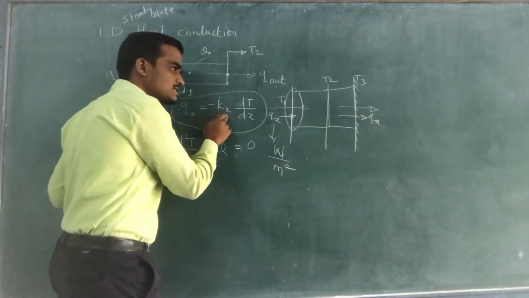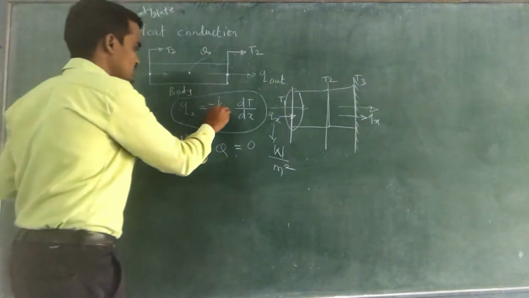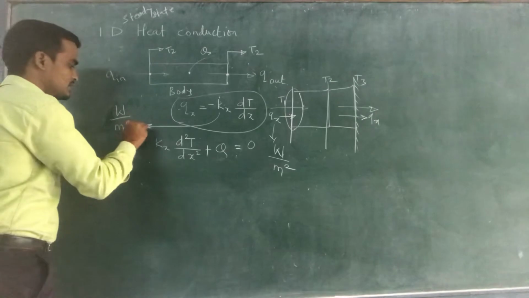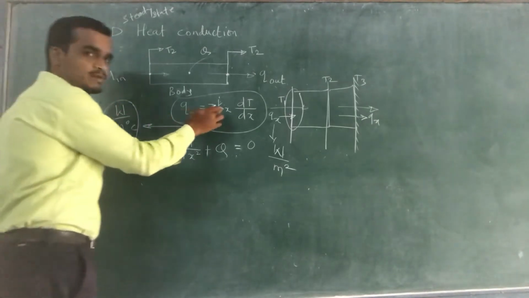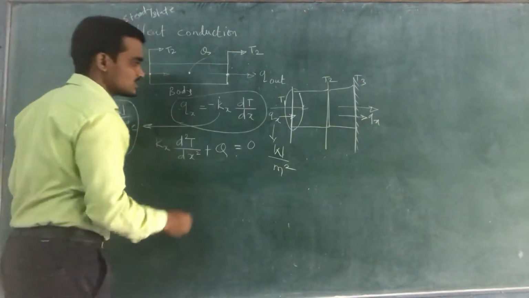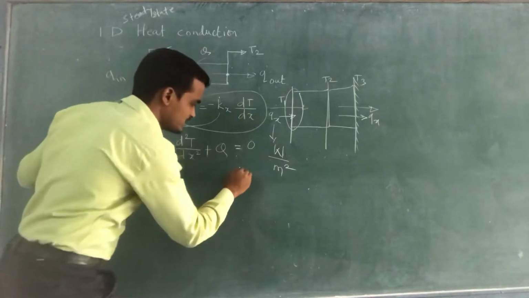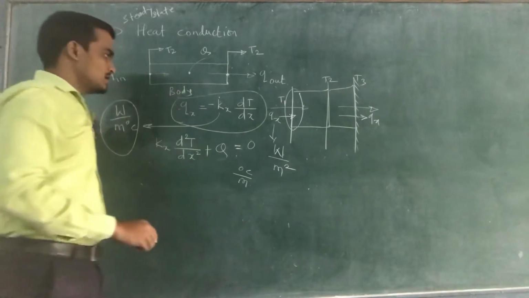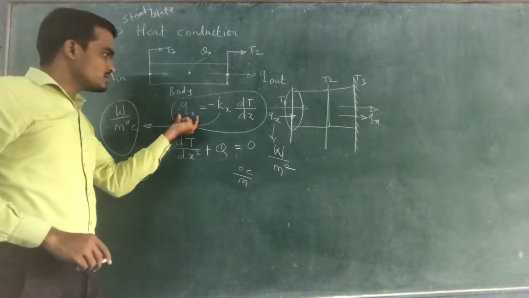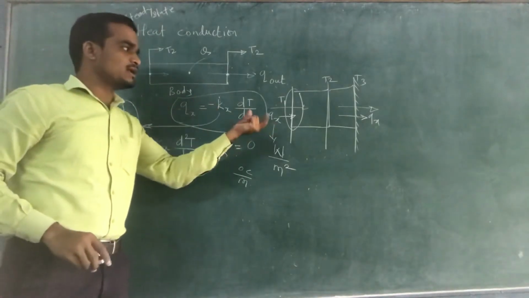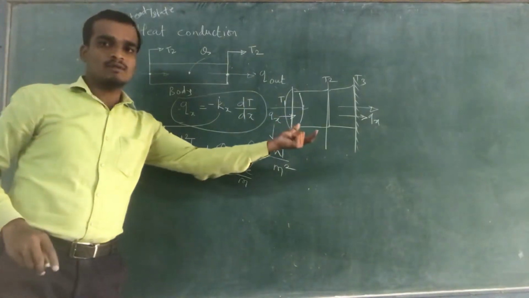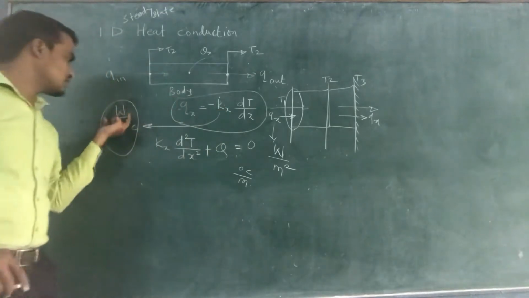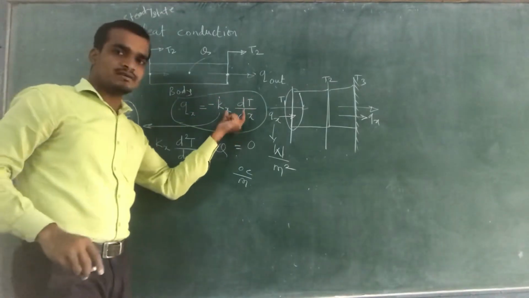Now this Kx is nothing but your thermal conductivity. It is given in watt per meter degree Celsius. This is your thermal conductivity, and dT by dx is nothing but your temperature gradient. It is given in degree Celsius per meter. So Qx is nothing but the heat conducted inside the body as well as heat going outside the body. Kx is the thermal conductivity, and dT by dx is the temperature gradient.